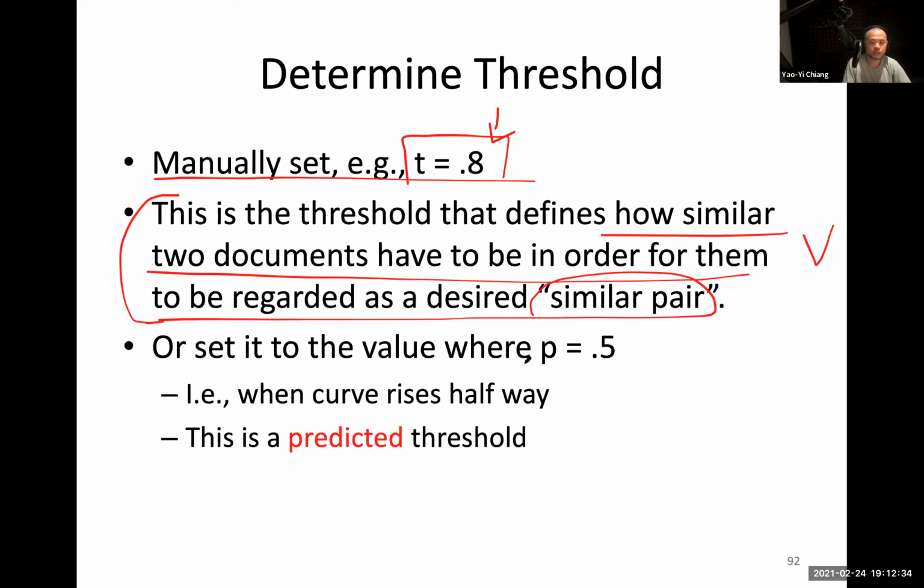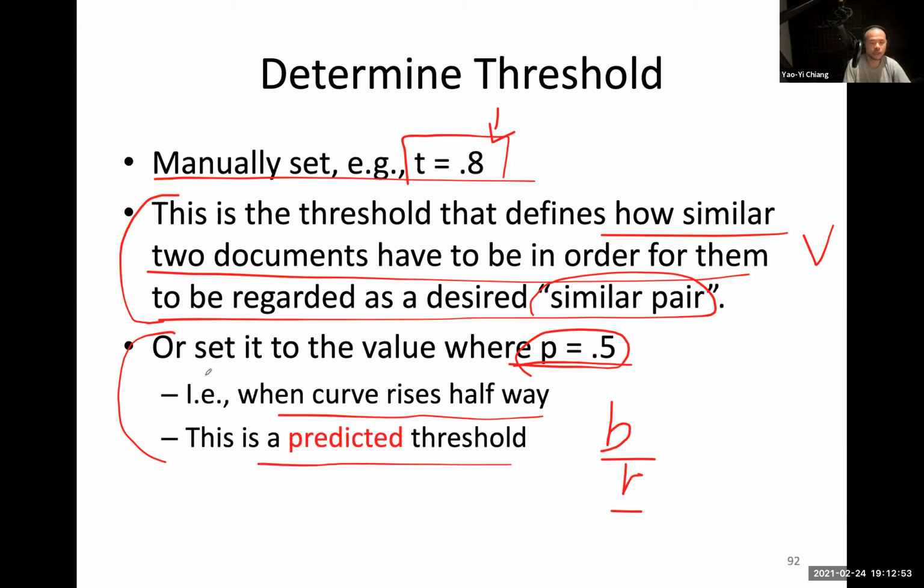You can also set p equal to 0.5 if you already have a preset b and r. Okay, so important here, you set p equal to 0.5 when you have b and r already set. This means the curve rises halfway. This is called the predicted threshold, and I will explain this on the next slide.